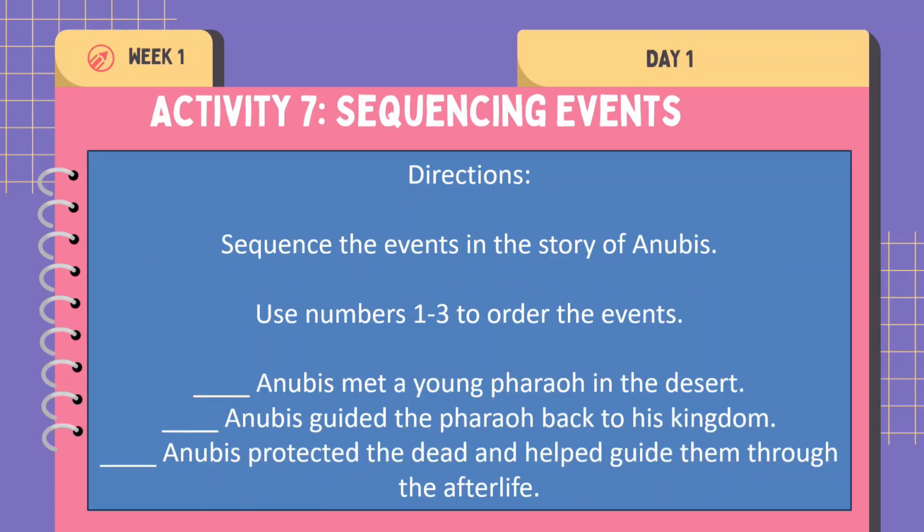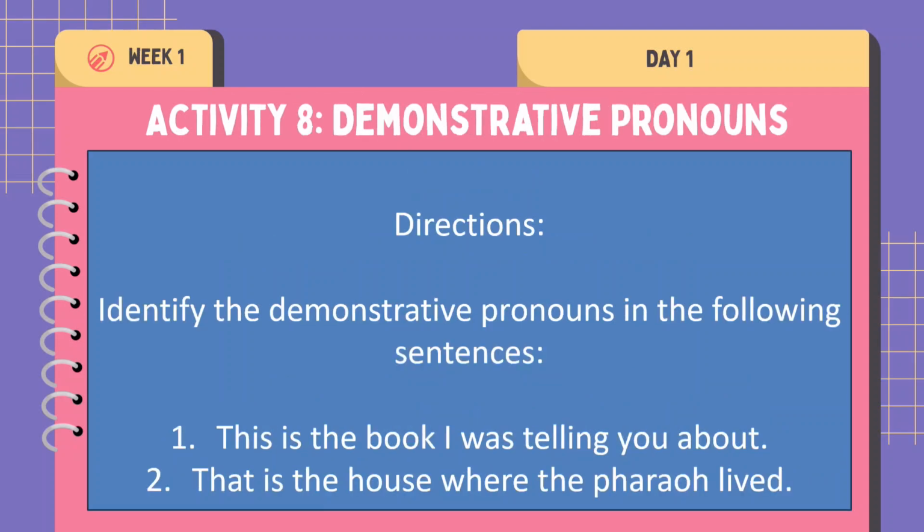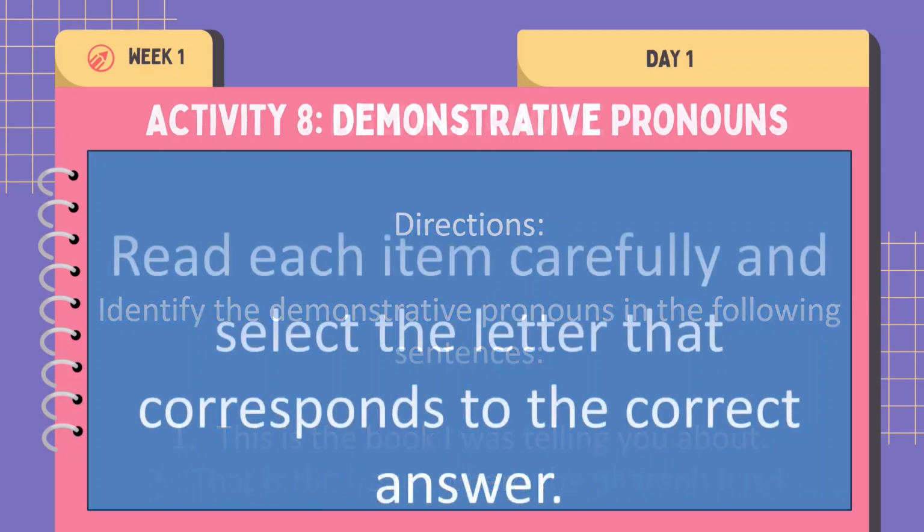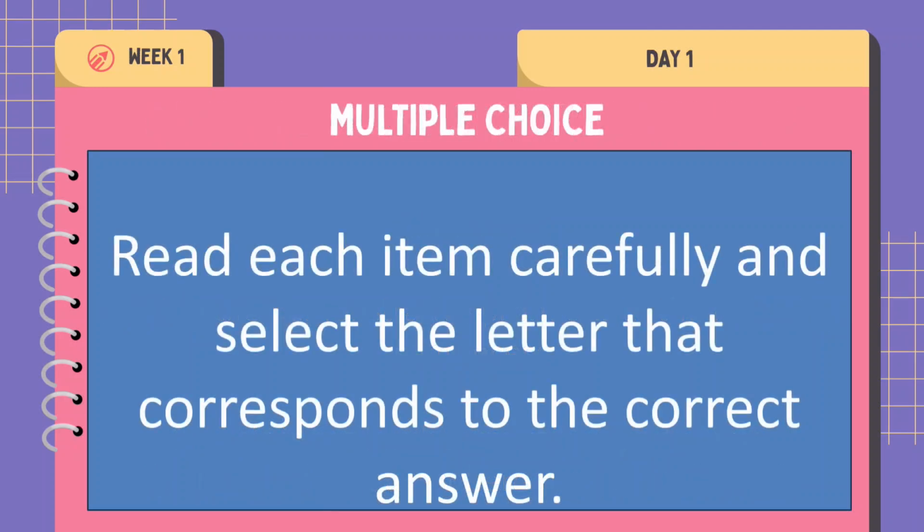Now, students, sequence the events in the story of Anubis. Use numbers 1 to 3 to order the events. Identify the demonstrative pronouns in the following sentences. Read each item carefully and select the letter that corresponds to the correct answer.